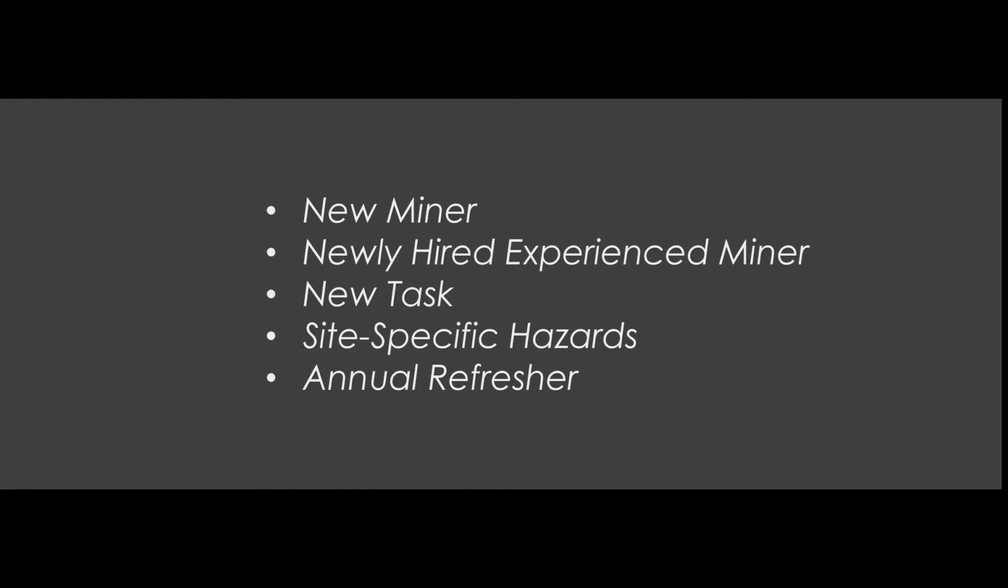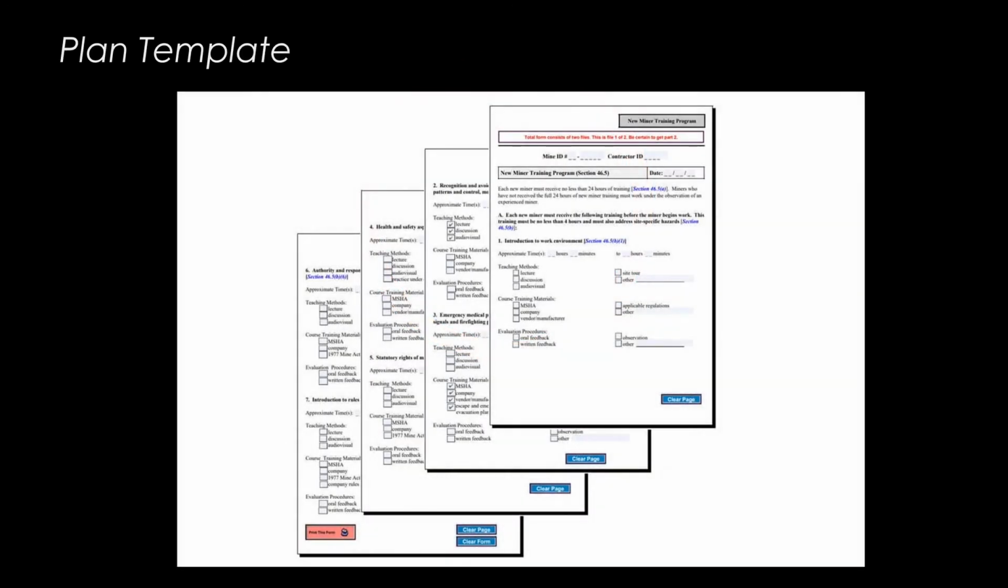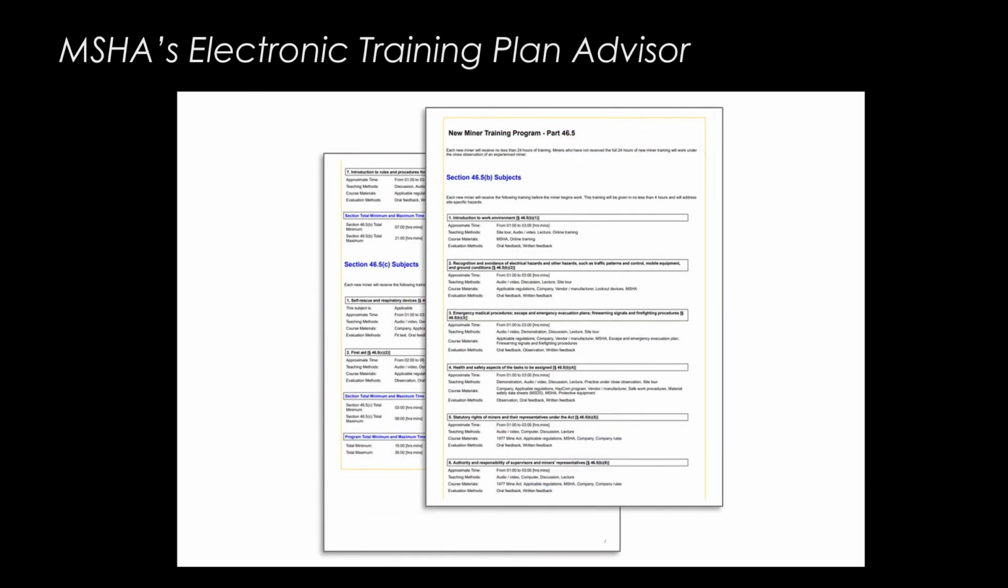Number 6, templates. As we mentioned before, MSHA provides a training plan template as well as an online electronic training plan advisor where you can go and have a program that walks you through the entire process and outputs a printable plan at the end. You can find links to both of those tools at MSHAU.com.